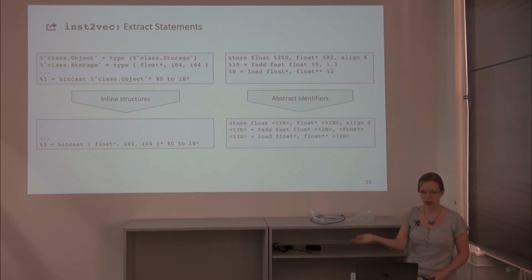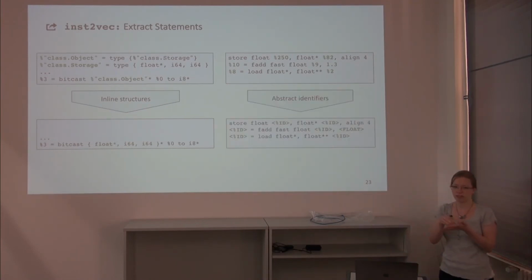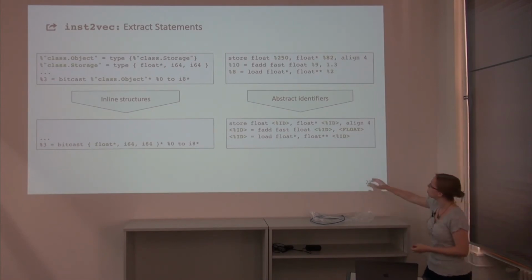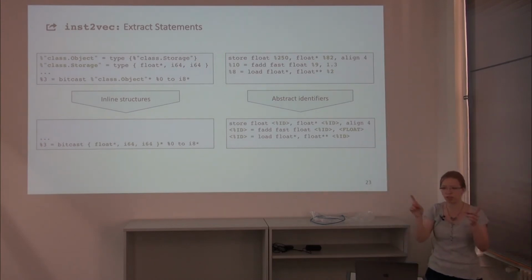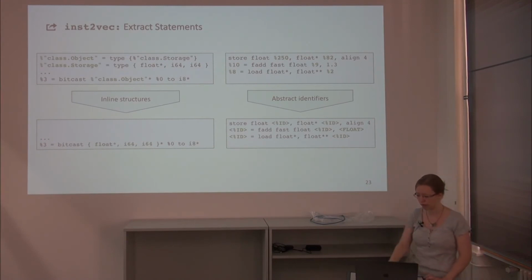So we want to abstract away these specificities of this line to have a more general representation of what this statement is. We replace these local identifiers just by a %ID token, and we also replace these immediate values, like this 1.3 that you see, by a generic token, float. And we replace integers by int and strings by string as well.